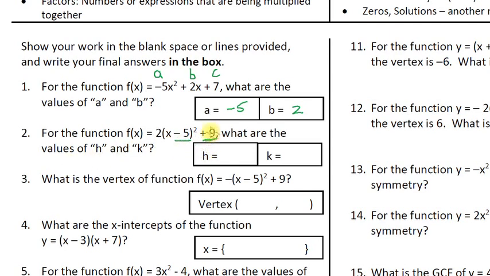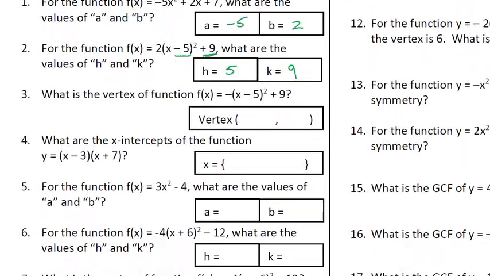And remember class, when we pull h out of a vertex form we always flip the sign. We see a negative 5, that means h is positive 5. And the k value we keep, that is positive 9. It stays positive 9.